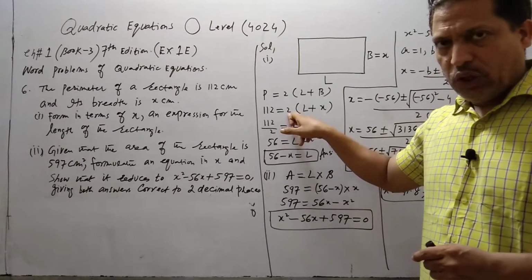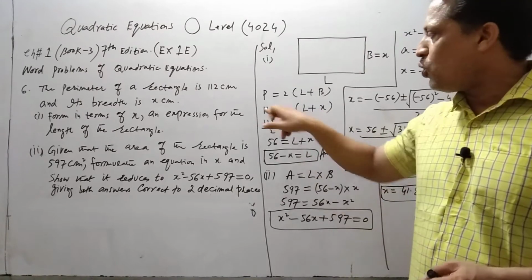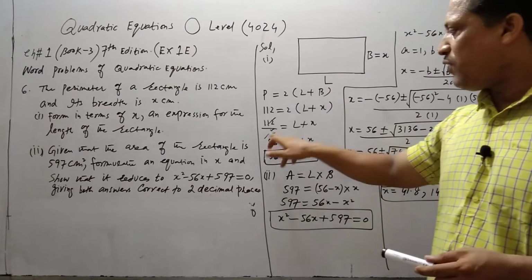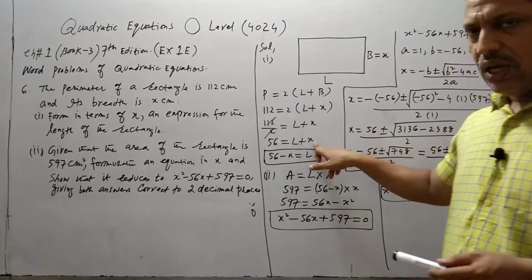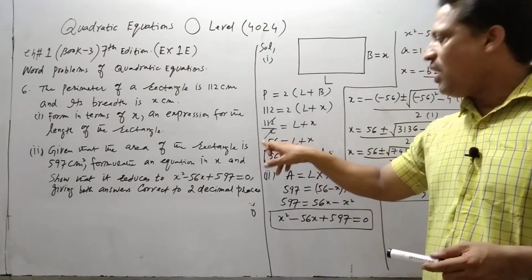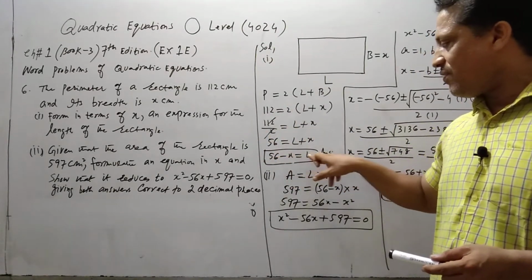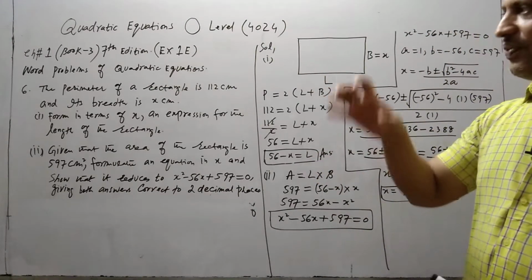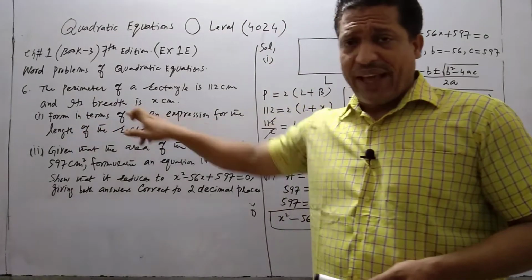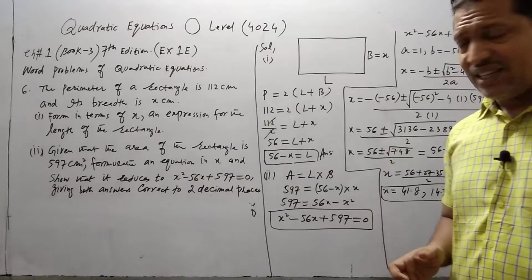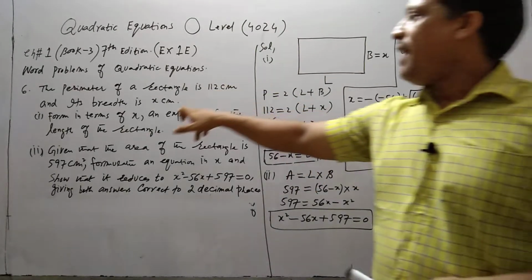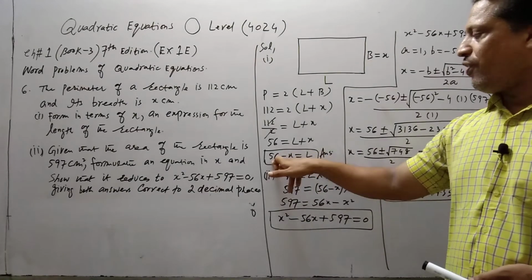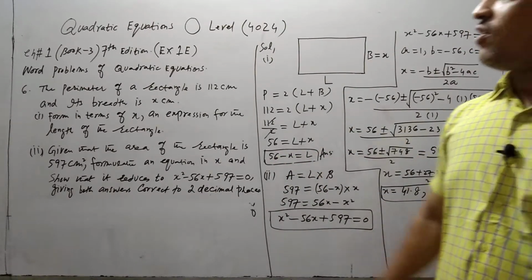Then this number 2 is multiplied over here, so it should be divided on the other side. 112 divided by 2 is 56, equals L plus x. If we move x to this side, we get 56 minus x equals L, the length. This is what we need in part 1: form in terms of x. In terms of x means we need an answer in the form of x, an expression for the length of the rectangle. This is our expression: length L equals 56 minus x. So this is the answer of part 1.